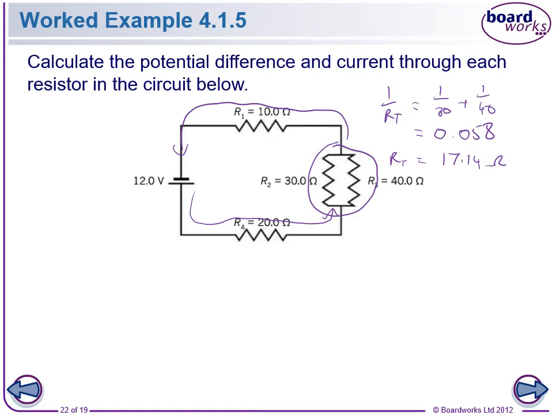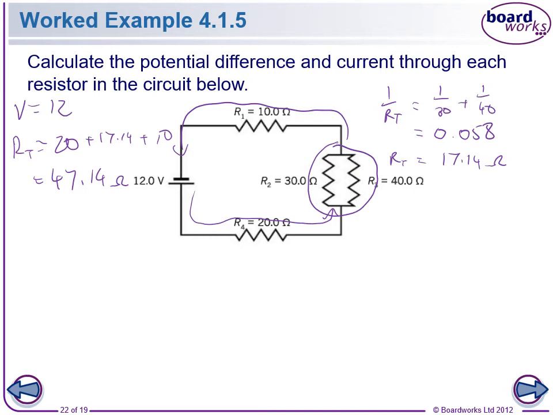So now, over here, our total voltage in our circuit is 12. Our total resistance in our circuit, again, we've gone back to a series circuit. Because we've replaced everything in the circle with one resistor, now we can just add them together. So 20 plus 17.14 plus 10. So that is 47.14 is our total resistance in our circuit.